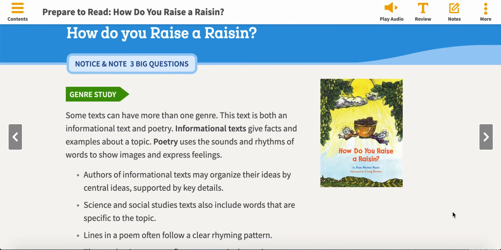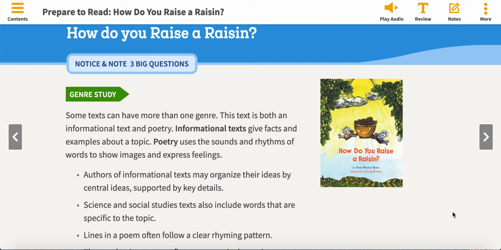For our second story this week, we have How Do You Raise a Raisin? We had the media, carrots, farm to fork before, and now we're going on to an actual story. So let's talk about this story a little bit. The genre of this text, actually, there's two of them. The text is both an informational text and poetry.